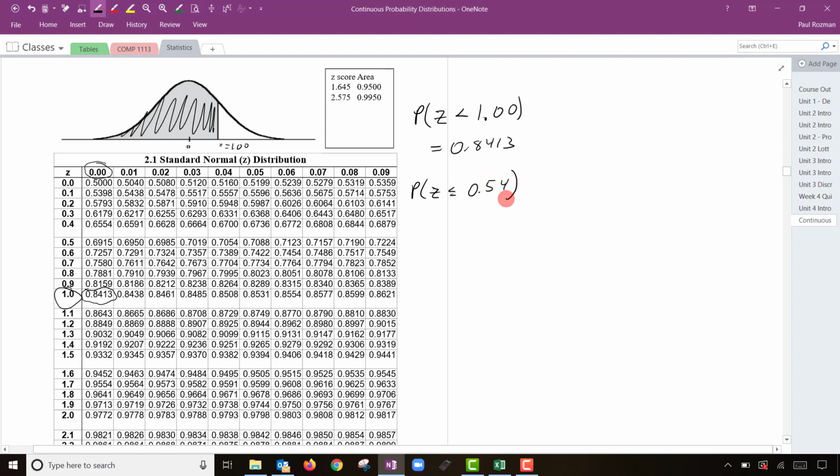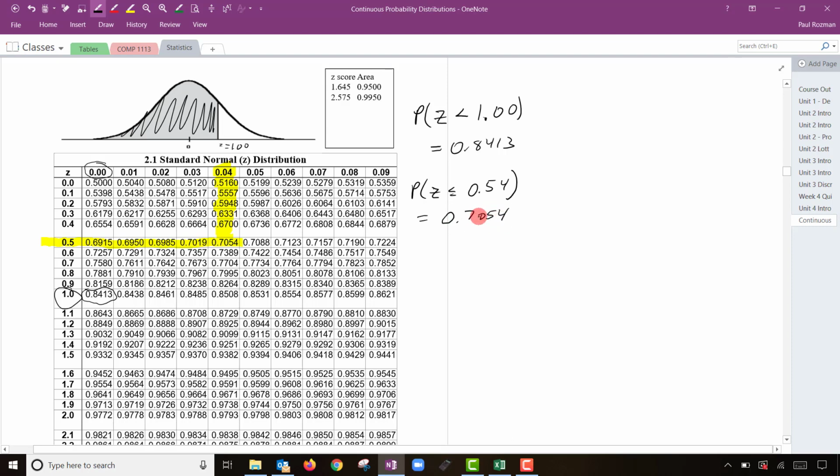If I want the probability to the left of 0.54, I go to 0.5, and the next digit is a 4. So that's how you read this table. It gives you 2 decimal places for your z-scores. That one's 0.7054.